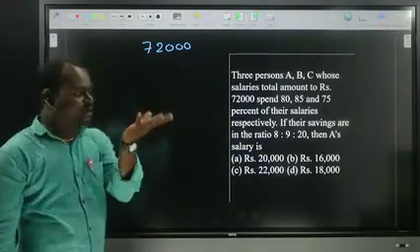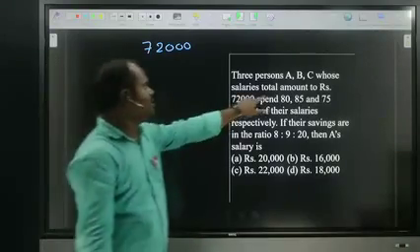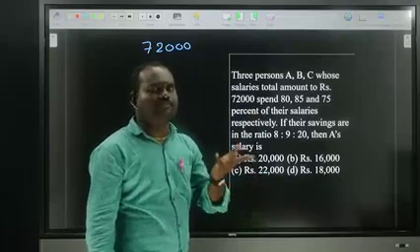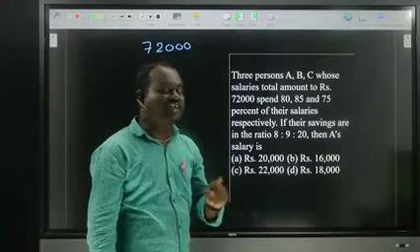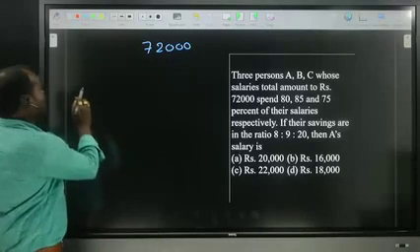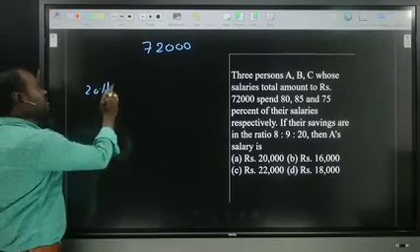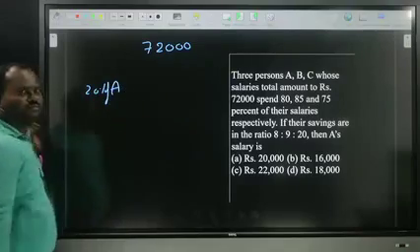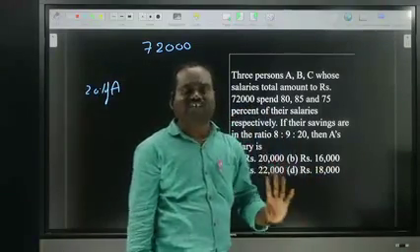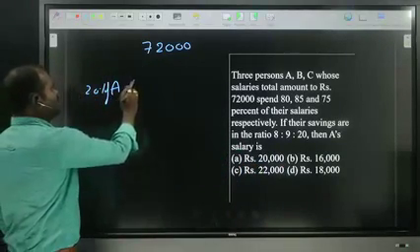So A got some salary. In that salary, already he spent how much? He spent 80%. 80% is finished, so how much percentage is saving? 20%. So the saving of A is 20% of A. Okay? B spent how much percentage? 85% is finished. That means the saving of B is 15%, 15% of B.